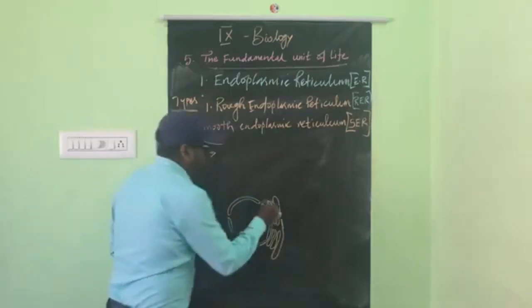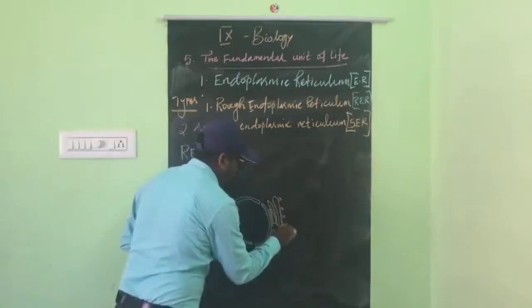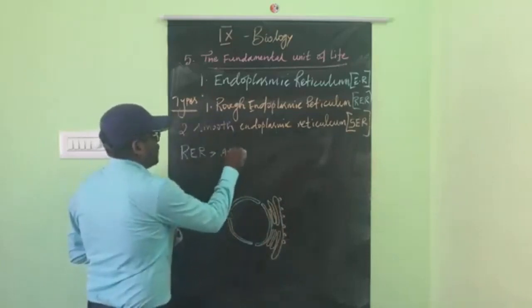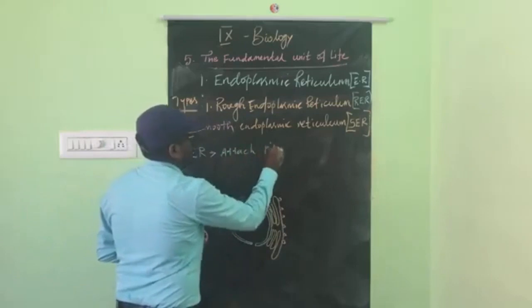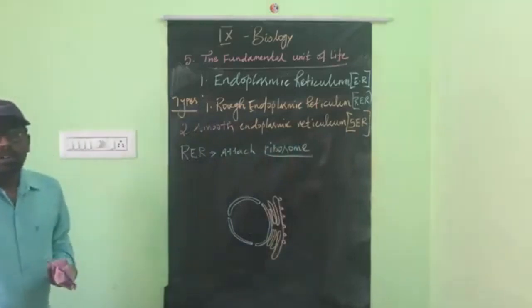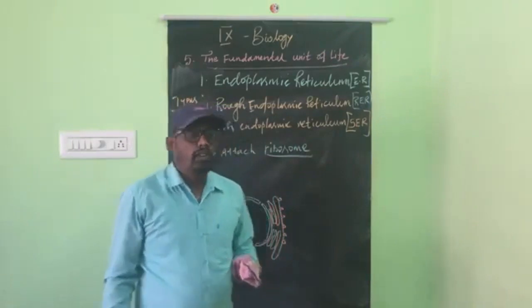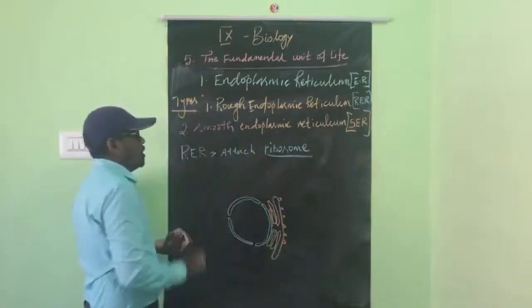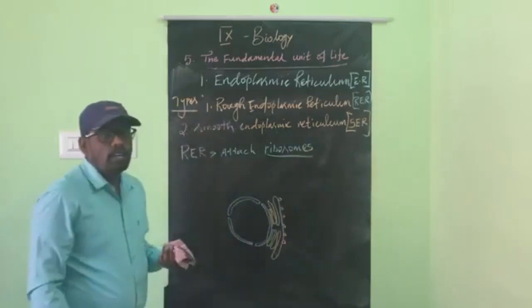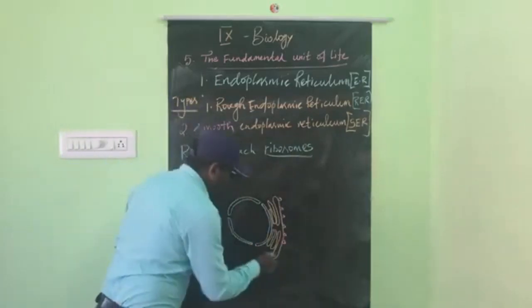This is rough endoplasmic reticulum. So how does it become rough? Rough endoplasmic reticulum means ribosomes are attached. I told you the ribosome is a granular structure. It is not covered by any membrane, but it is present in both prokaryotes and eukaryotes. So the rough endoplasmic reticulum is attached with ribosomes. The ribosome is a non-membrane bound cell structure, not an organelle. So these are the ribosomes.